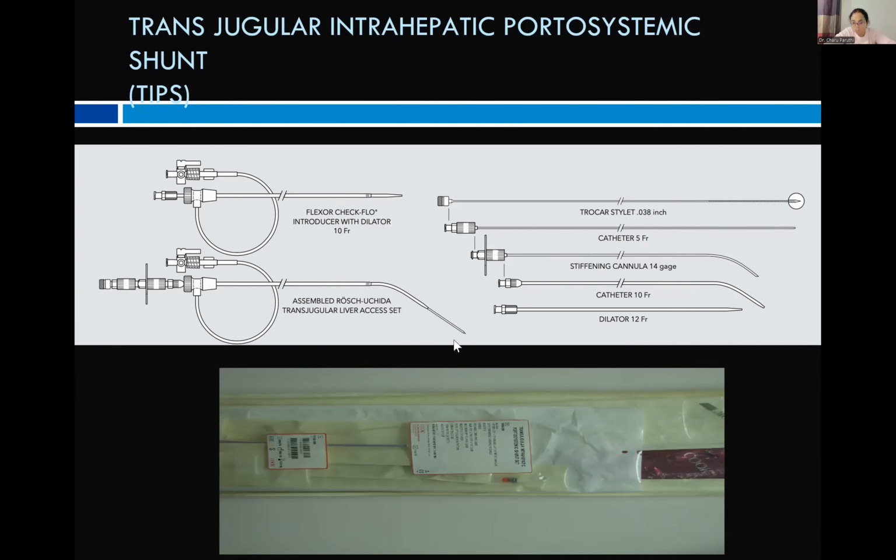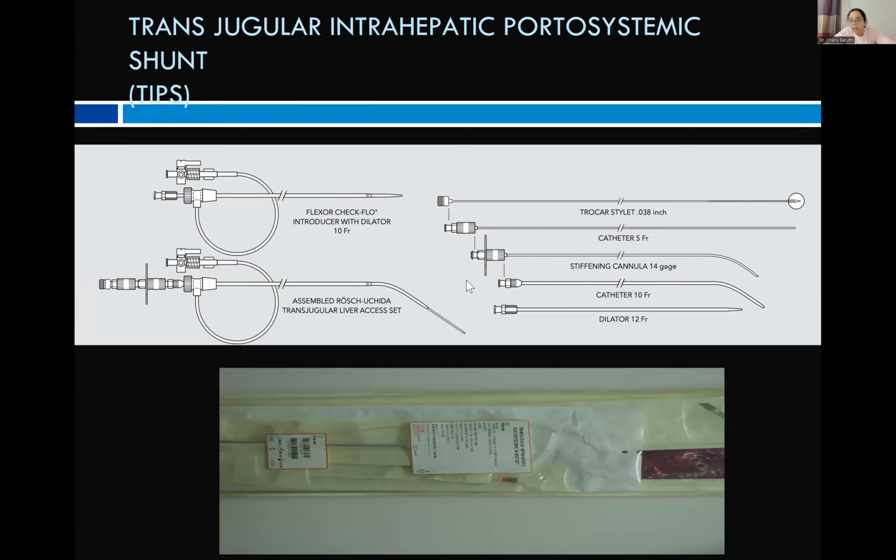Again, you take a jugular puncture, take your needle and guiding catheter into the right hepatic vein. Once you are inside the right hepatic vein, you take out the catheter, the guide wire remains, and this guiding sheath with the introducer is taken in. The introducer and wire are taken out, and we are only left with this guiding sheath inside the right hepatic vein. Once inside, we take this catheter and the stiffening cannula.